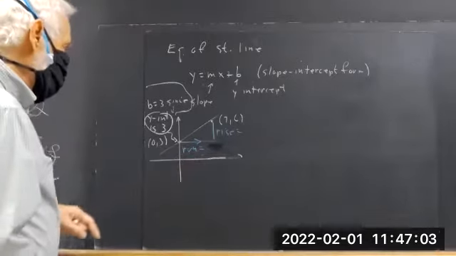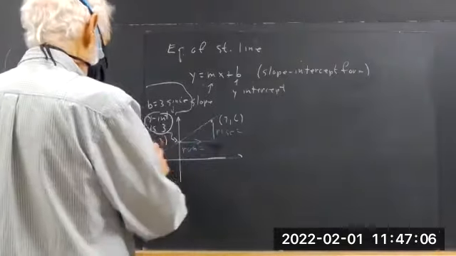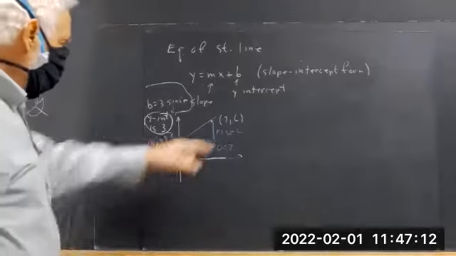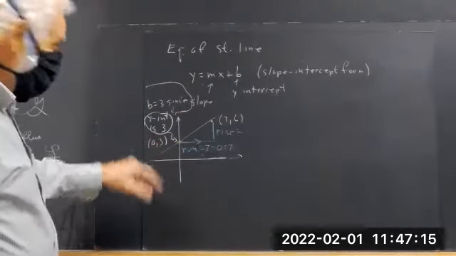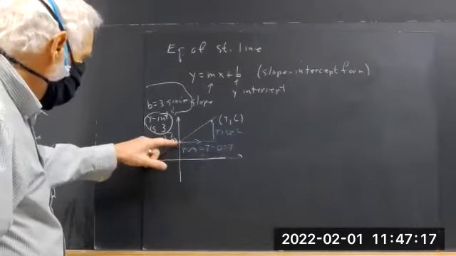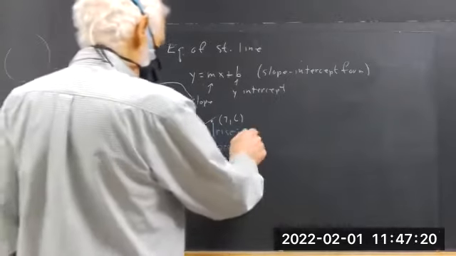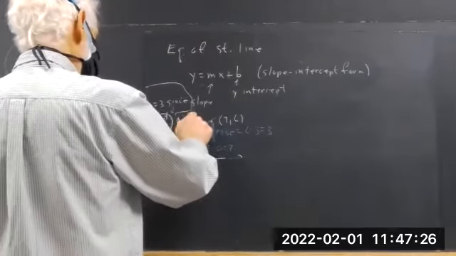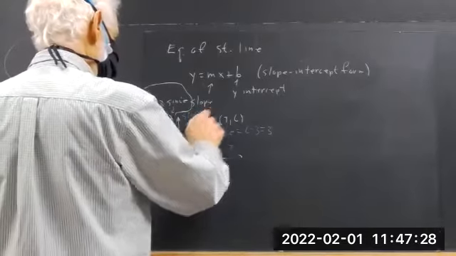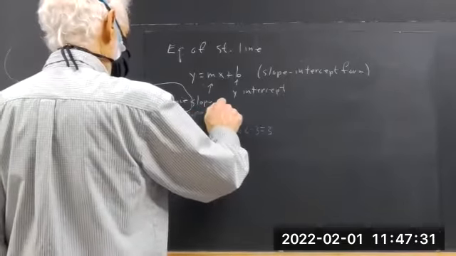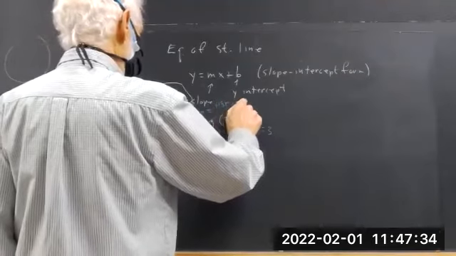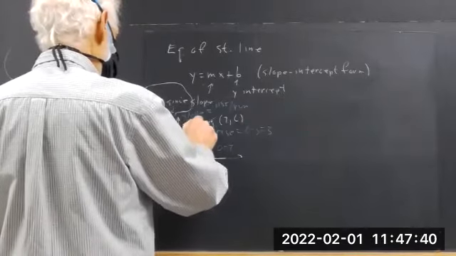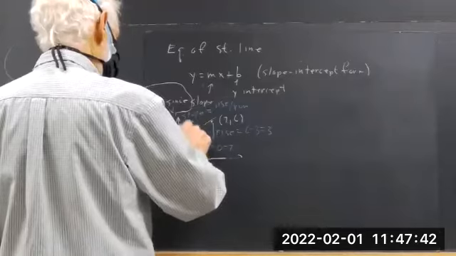Okay, anyhow, your run is 7 minus 0. And your rise is 6 minus 3, because of course you're going from y equals 3 up to y equals 6. Slope is rise divided by run, which equals 3 over 7.